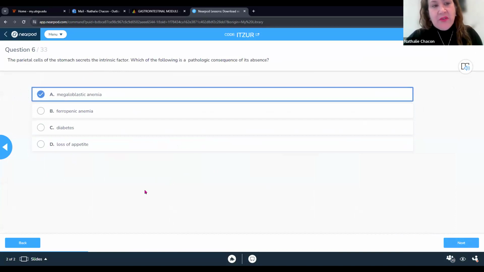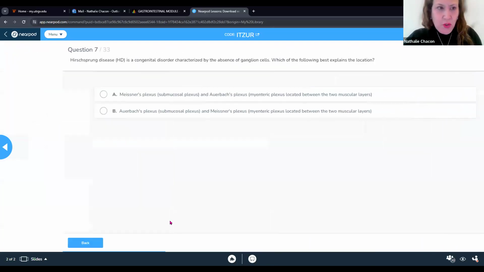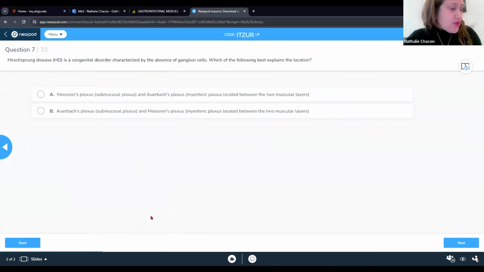That anemia is characterized by big, huge red cells, right? It's not because of ferropenic. No, it's not diabetes. It's not loss of appetite. Okay, next one, Hirschsprung. Hirschsprung disease is a congenital disease, and it has to do with the intrinsic nervous system.